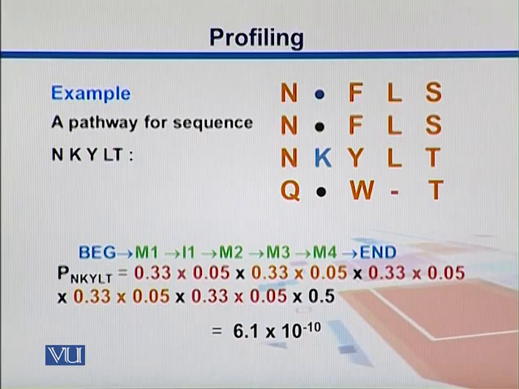So we take all those probabilities, emissions and transitions, and multiply them with one another, and finally we can come up with the overall probability of this sequence, NKYLT, which is equal to 6.1 times 10 to the power minus 10.